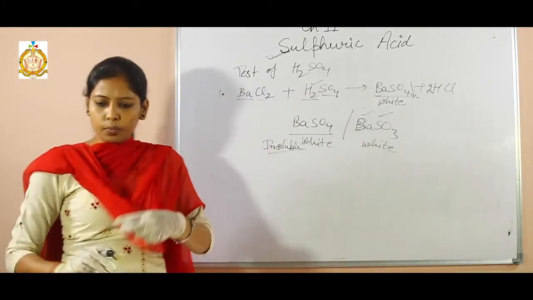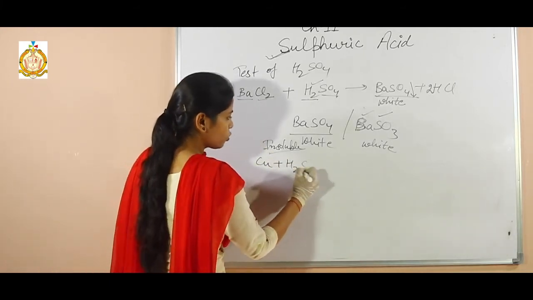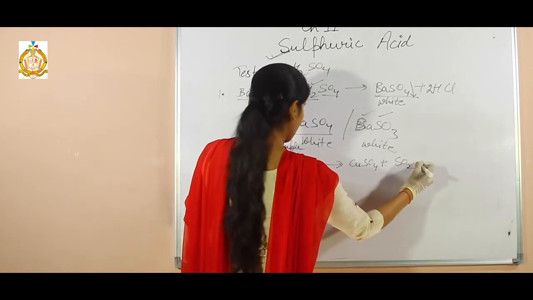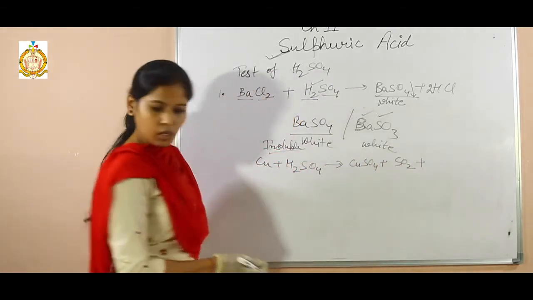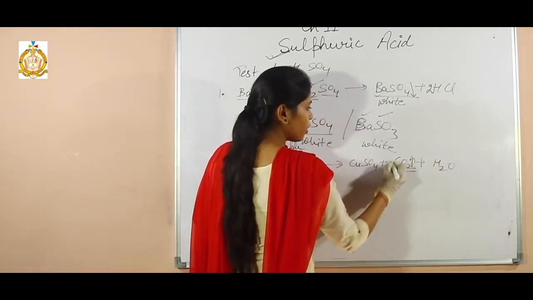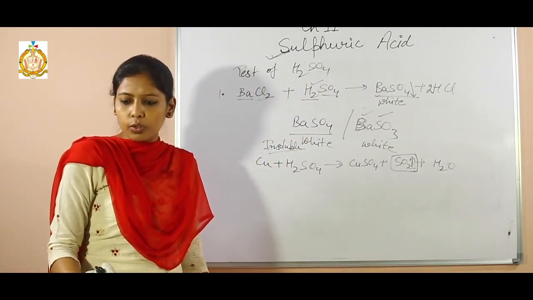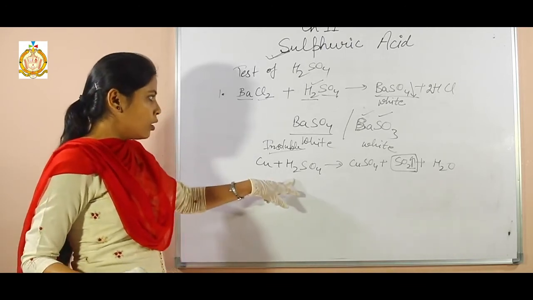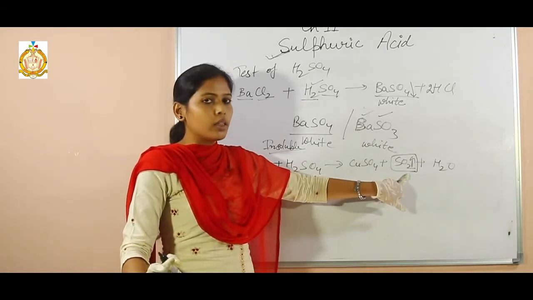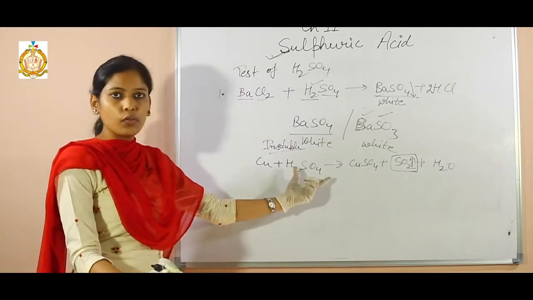The next test can be done with the help of copper metal. Copper reacts with H2SO4 to give copper sulfate, sulfur dioxide and water. Now this sulfur dioxide turns acidified potassium dichromate solution green. When you pass this gas through acidified potassium dichromate solution, the solution will turn green. So this is another test for sulfuric acid.